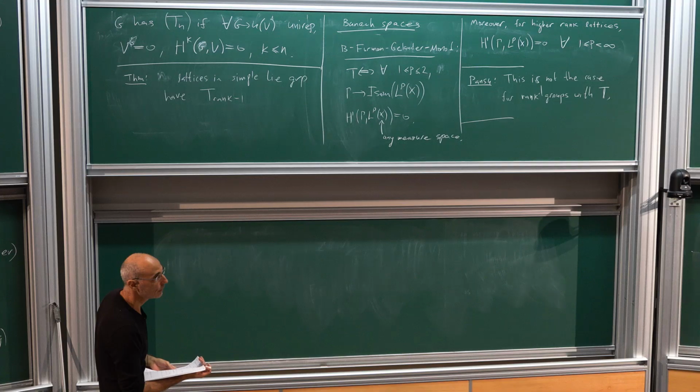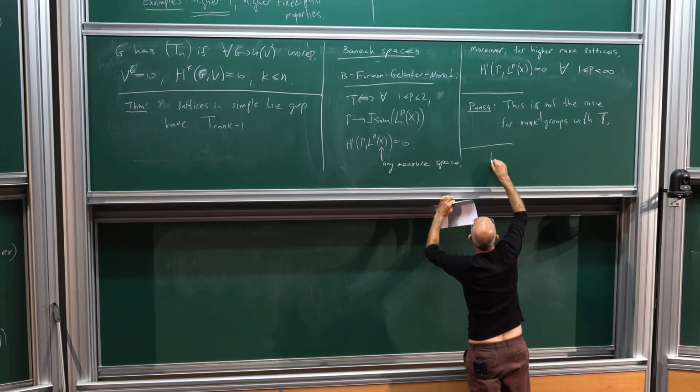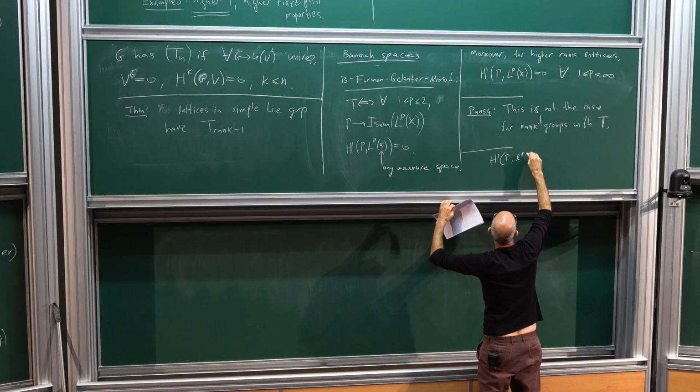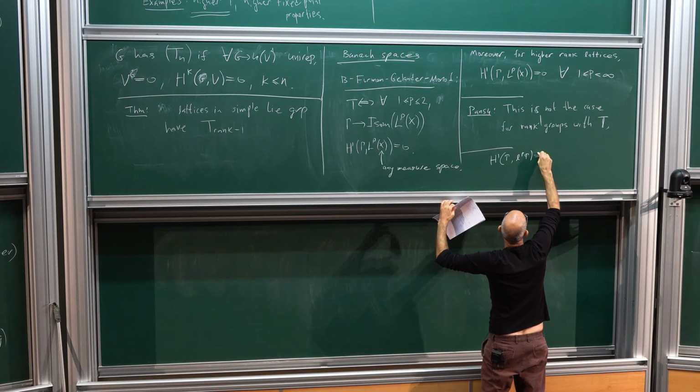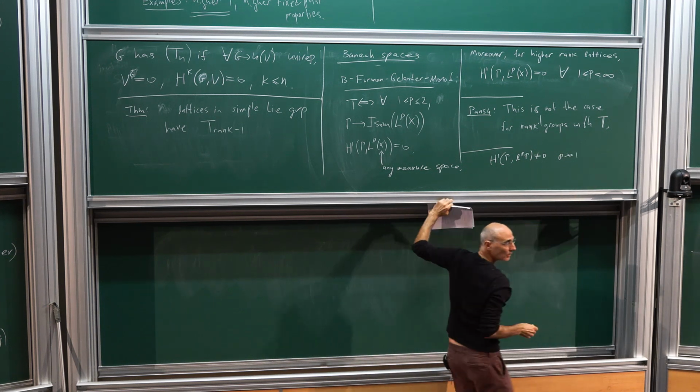Pansu's example, this is not the case. It is about H1 of gamma, LP gamma, not 0, for P large enough. And I will come back to this.